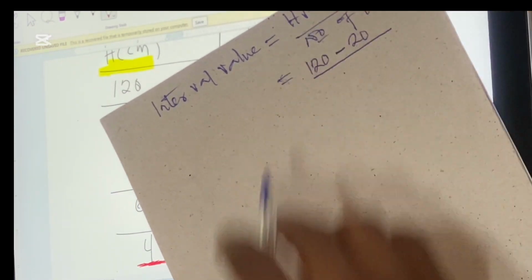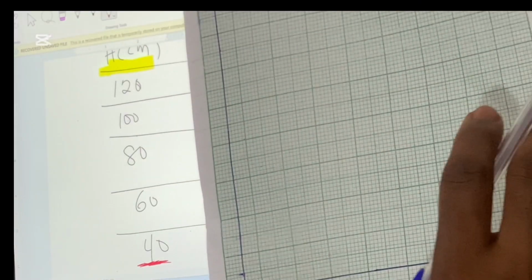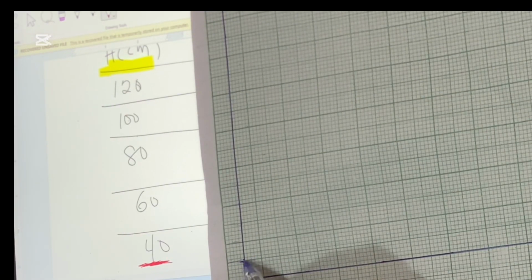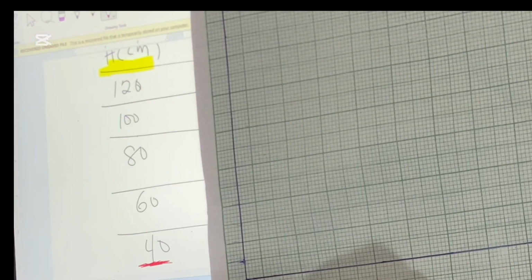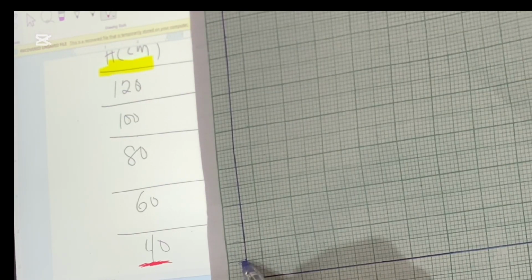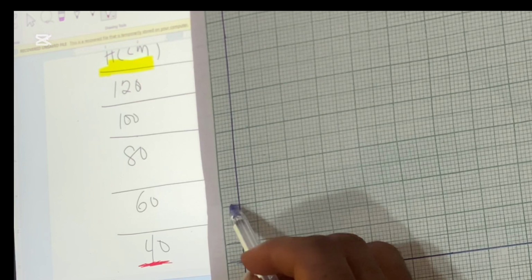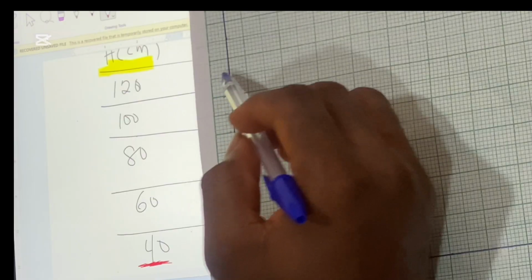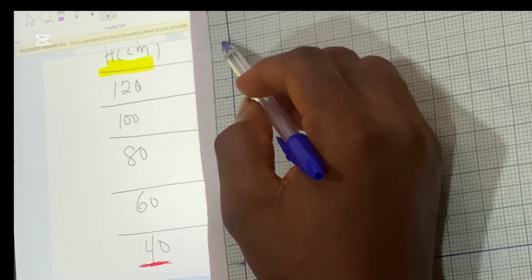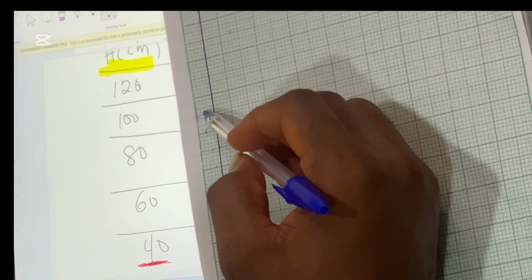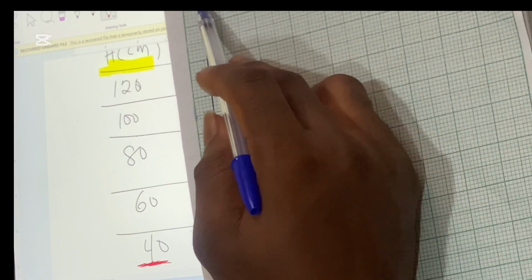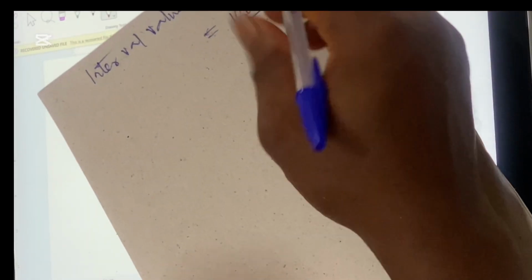Over the number of lines. The number of lines here, I'll count the lines here. The lines are the big ones here. I'll start counting the lines after the origin. This will be 1, 2, 3, 4, 5, 6, 7, 8, 9, 10, 11, 12, 13, 14, 15, 16, 17, 18, 19, 20, 21. Please don't count this one here. So it will be over 21.